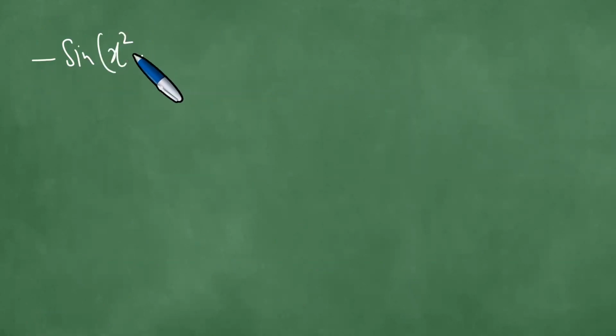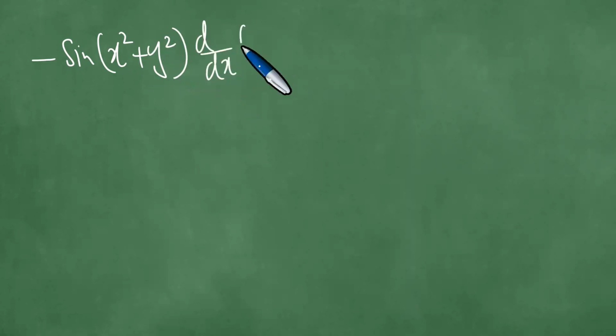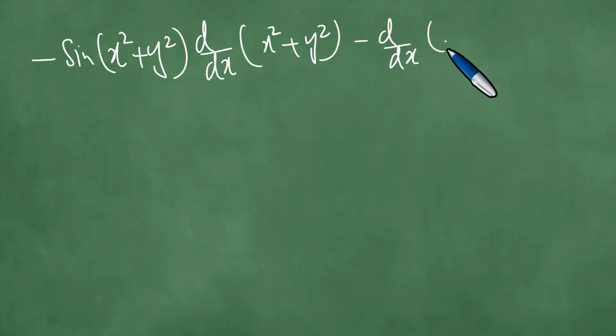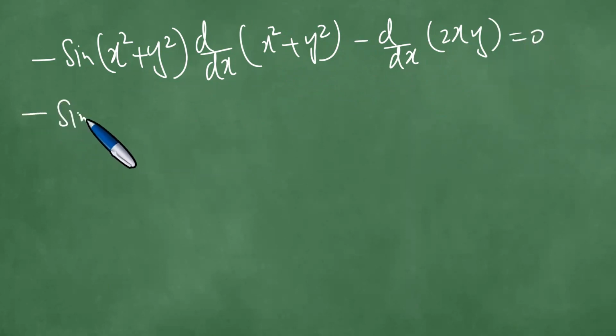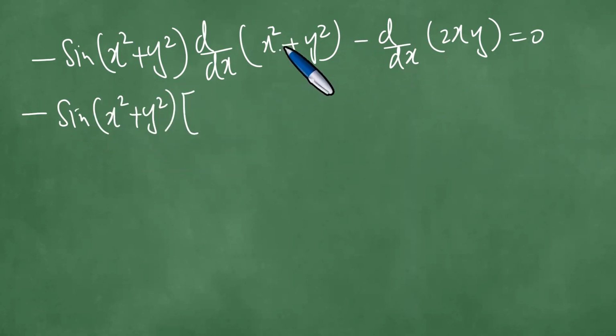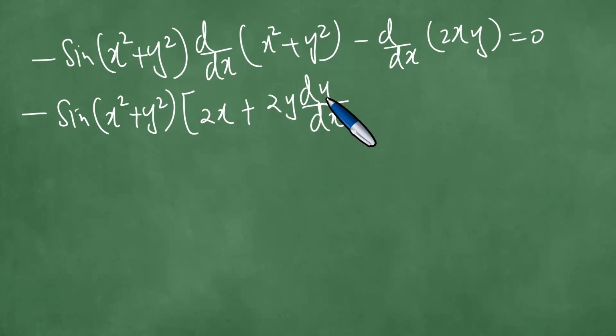Minus the sine of x squared plus y squared, times the derivative of x squared plus y squared, minus the derivative of 2xy equals 0. What is the derivative of x squared? It's twice x. The derivative of y squared is twice y, and by implicit differentiation, we multiply by dy/dx.